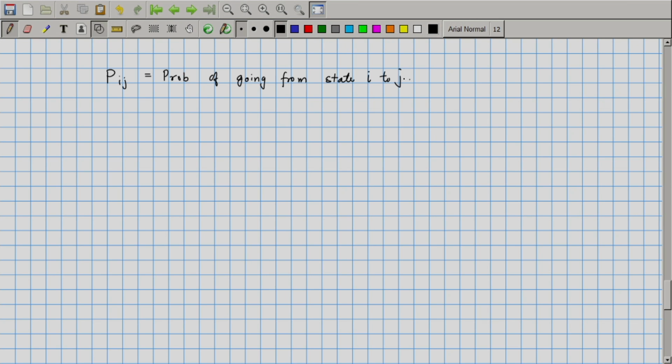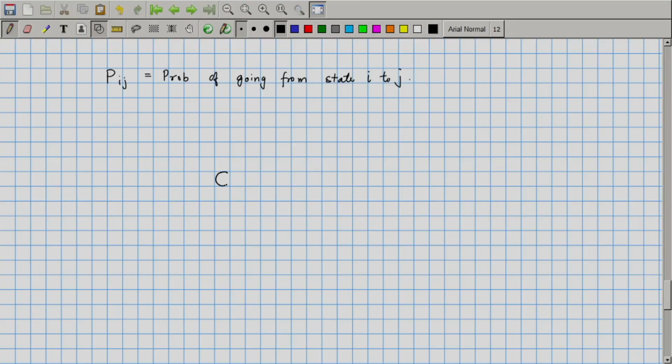Now, let us look at this a little more carefully. We can ask a lot of questions when we have a Markov chain like that. We will think about only discrete Markov chains, and we will assume that the number of states is finite.